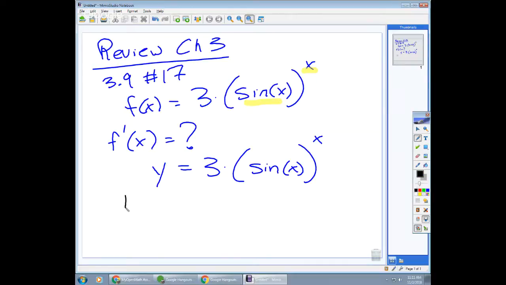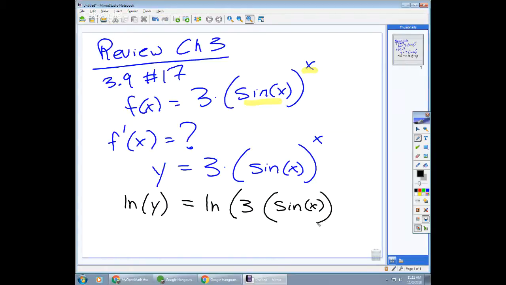So then we'll apply the natural log to each side. So we get natural log of y equals the natural log of 3 times the sine of x to the power x. Let's get rid of that extra line. Now, I would like to pull the x out, but the problem is the 3 stands in the way. Can't divide by 3 because the 3 is inside. Natural log of 3 plus natural log.